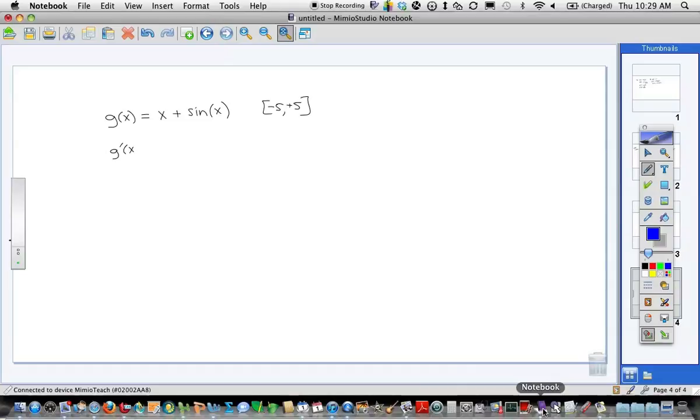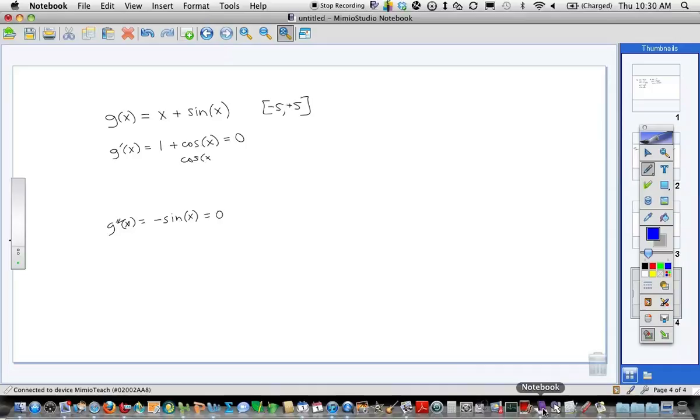So G prime is 1 plus cosine x. Going to set that equal to 0, okay? And I'm going to leave myself a little room, and I'm just going to go right ahead and do G double prime, and that's going to be negative sine x equals 0, right? So I've got to do that. So now, just like we reviewed on the packet, we're going to do what next?